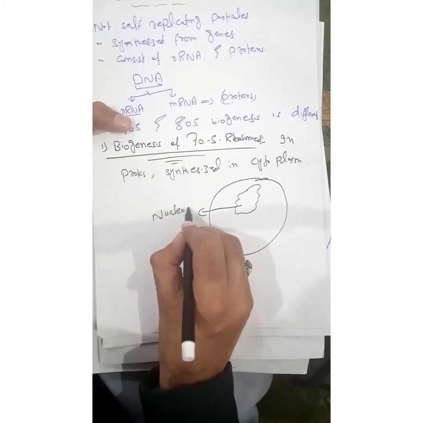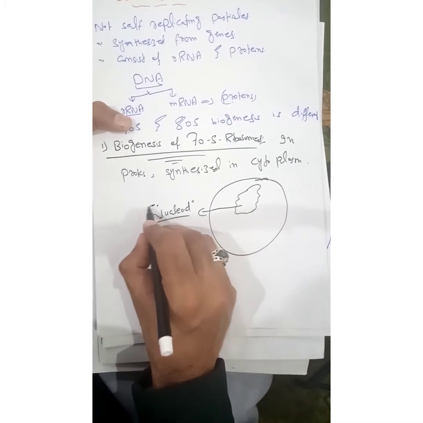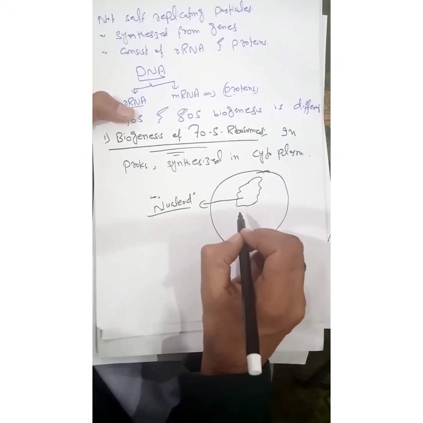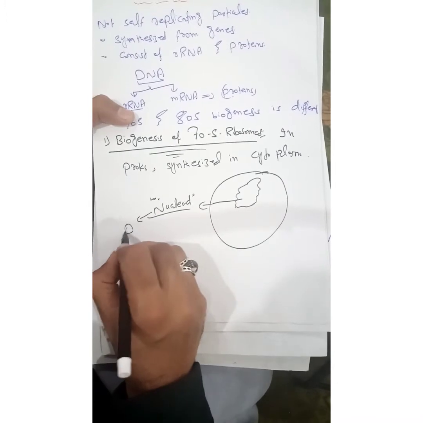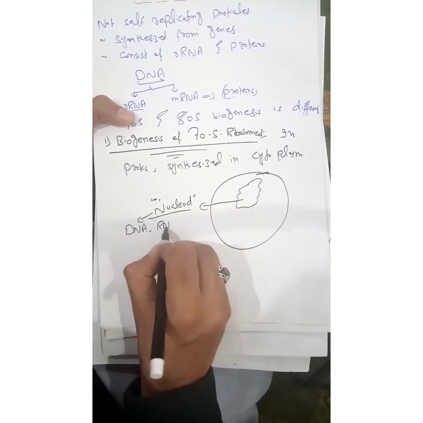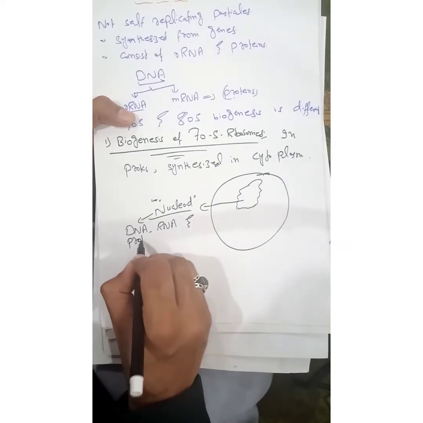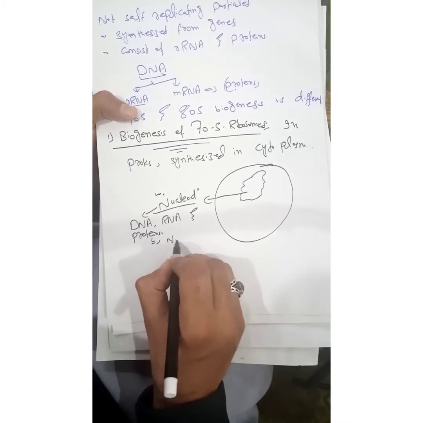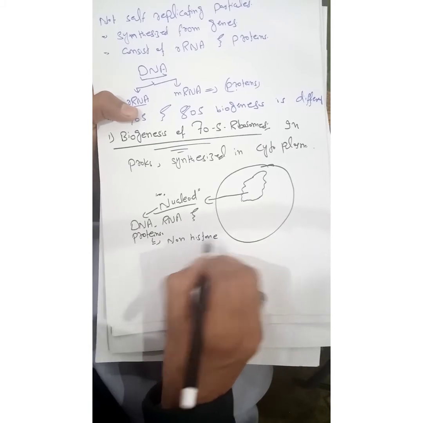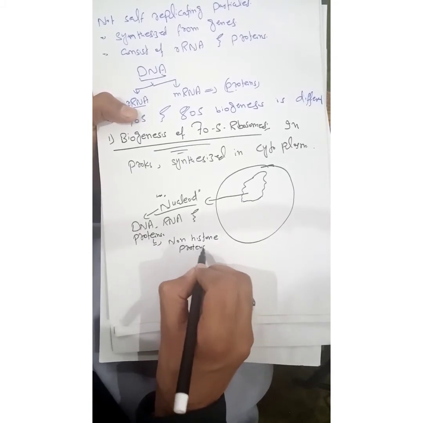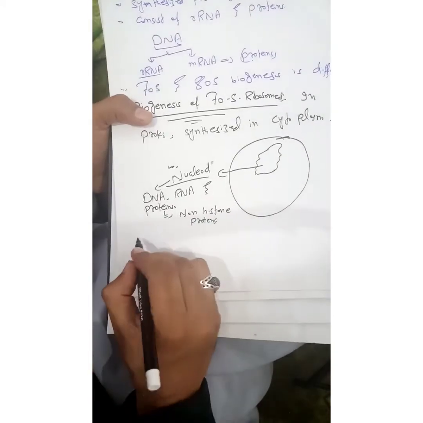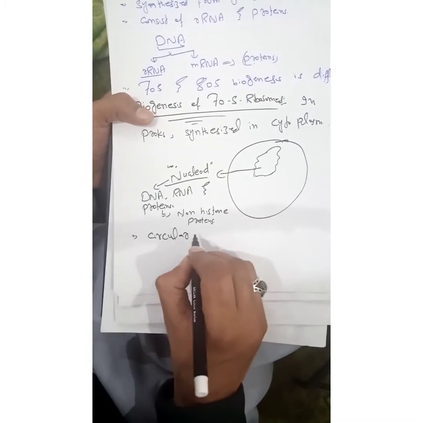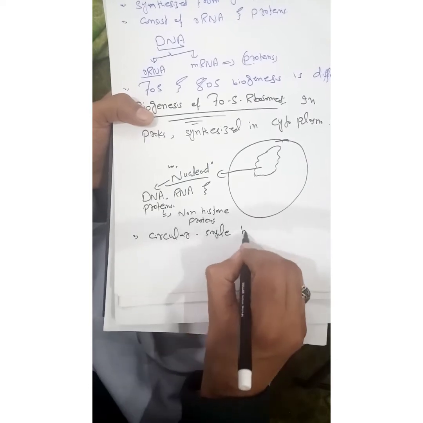The nucleoid is the chromosome of bacteria. This nucleoid is in free form in the cytoplasm. The nucleoid contains DNA, RNA and protein, and these proteins are non-histone proteins. E. coli contains a circular chromosome. The nucleoid of the chromosome is circular and single, a haploid chromosome.